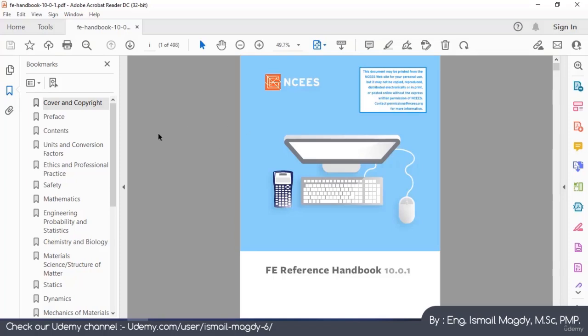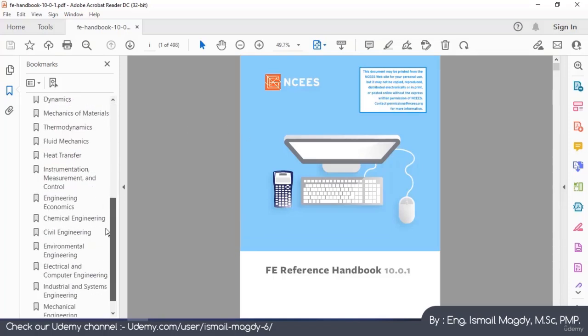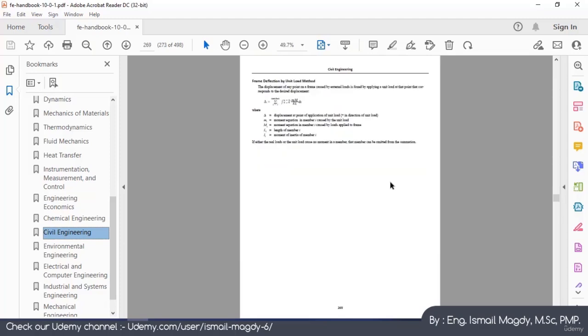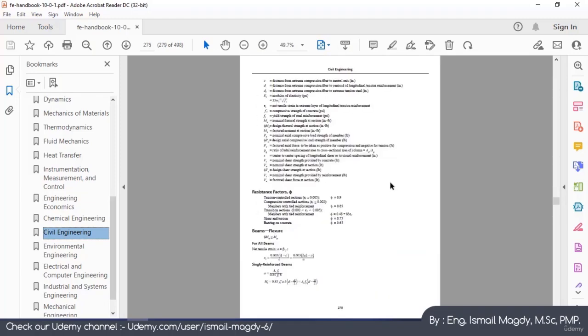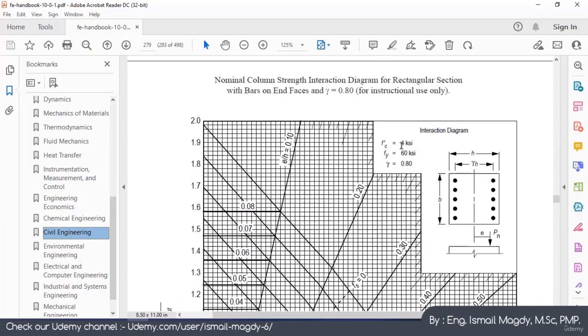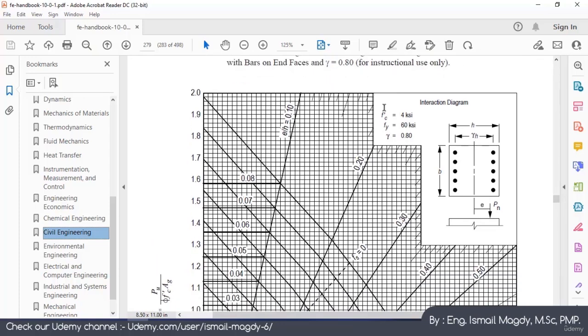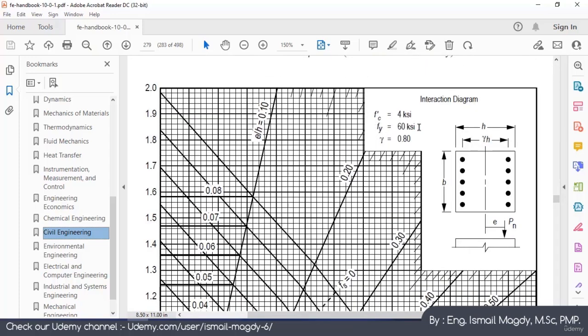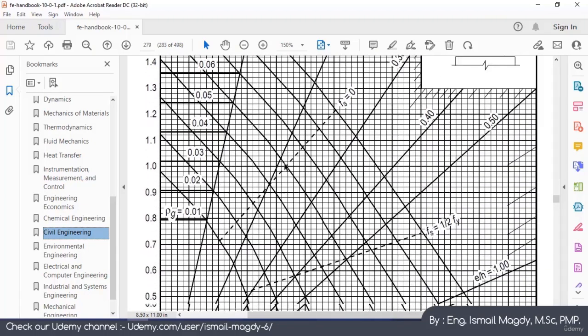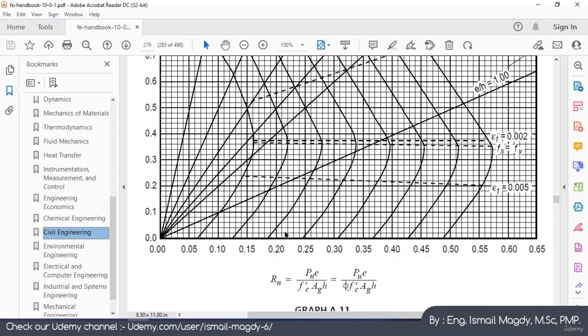So this is here our reference book. We will scroll down to the civil engineering chapter. We will scroll down till we find the interaction diagram. Here it is. Let's zoom and confirm that this is valid for us. This is for gamma equals 0.8 and f'c 4 ksi, fy 60 ksi. So this is valid for our condition here. We have here Rn equals 0.21. This is 0.2, so we are just adjacent to here.